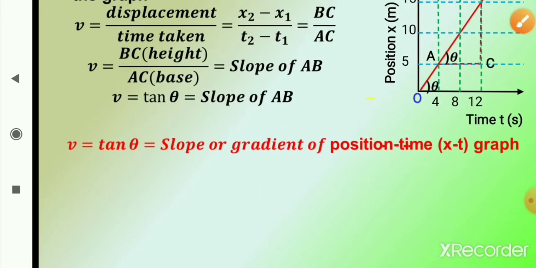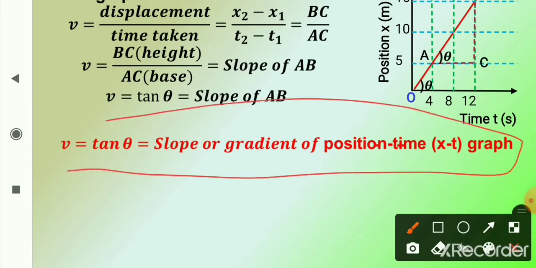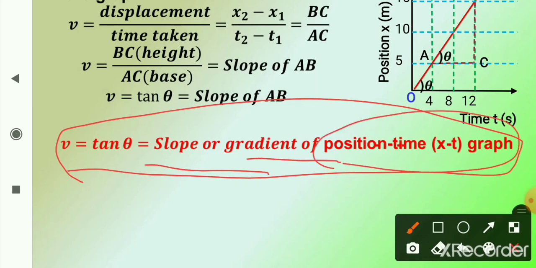Look at it. Velocity is equal to the slope or gradient of the position time graph. Now this has become a general rule. Whatever the shape of your graph, the slope of that graph will give the velocity of that object, and it is also equal to this tan theta. The slope is tan theta.